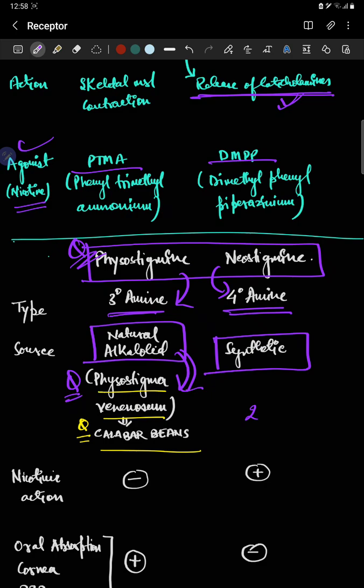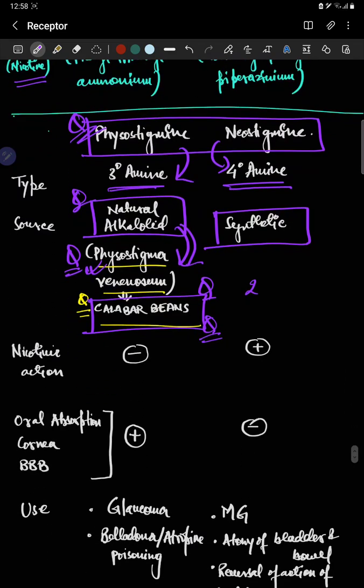We'll discuss them sometime later. Now calabar bean, this term the examiner wants to hear, okay, to know whether the student knows this or not. Why is physostigmine so important? It is used in atropine poisoning. Okay, so it is a natural alkaloid and is derived from the plant Physostigma venenosum. Okay, so the nicotinic action of physostigmine is absent, whereas in neostigmine it is present.